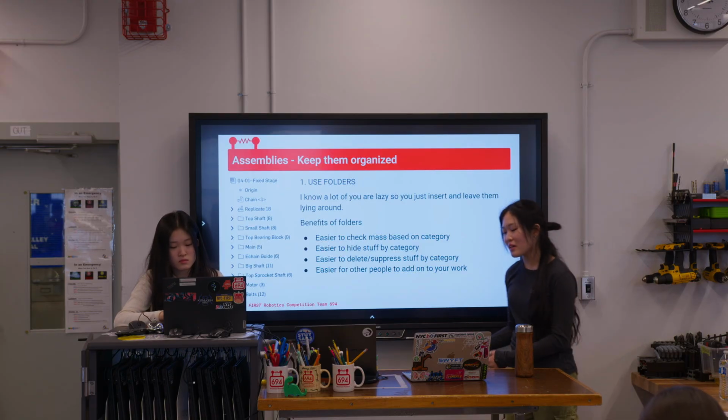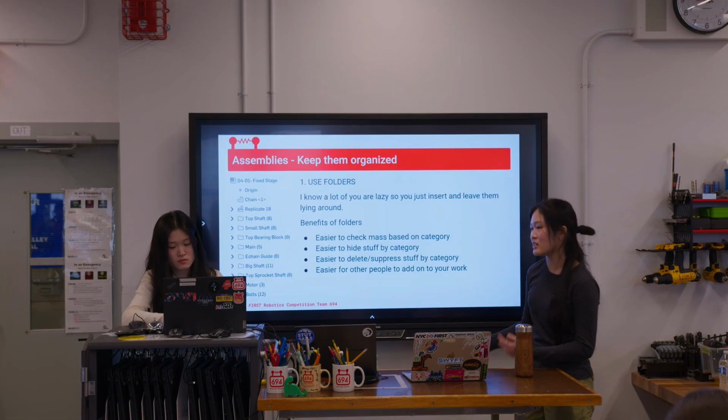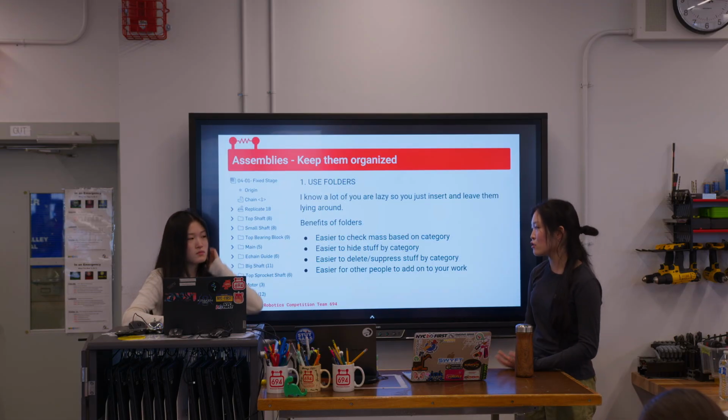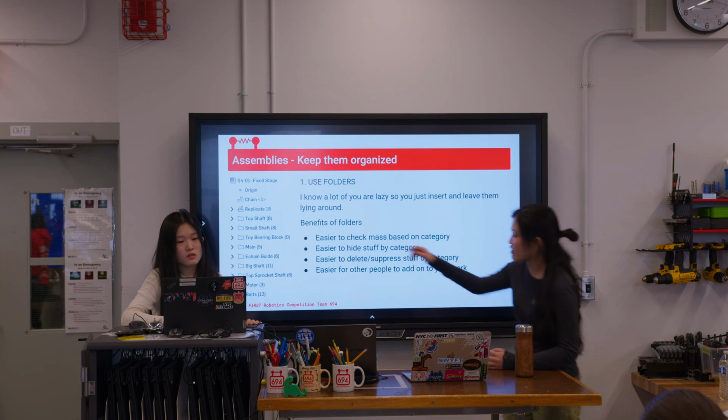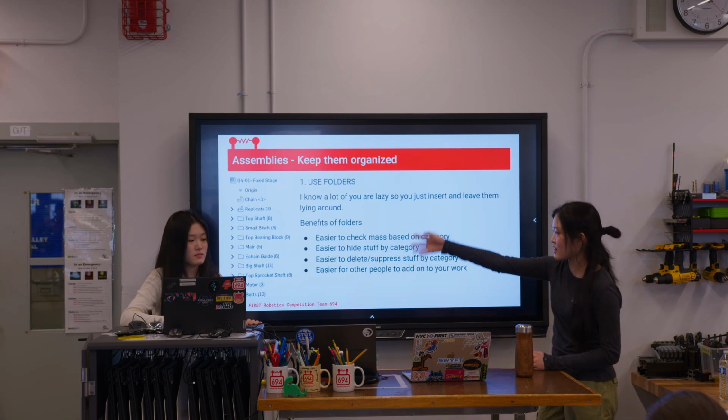Like, I might think, oh, this whole robot weighs too much. Let me check how much all the fasteners weigh and see if I could replace everything with different size bolts, let's say. So I just click on the fasteners and I can see the entire mass of the fasteners, because everything is categorized into folders.